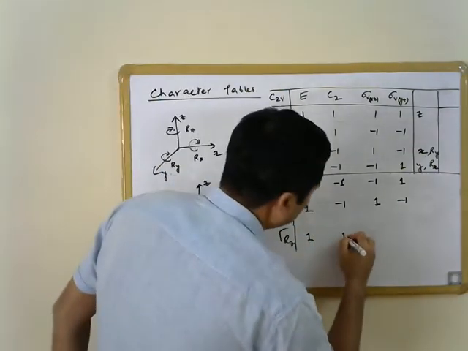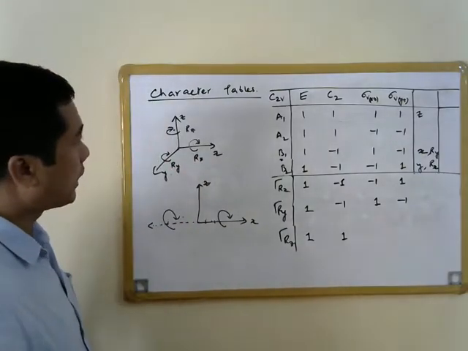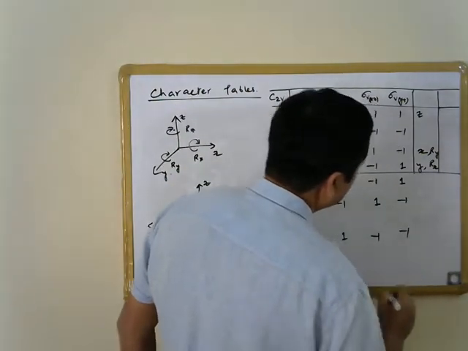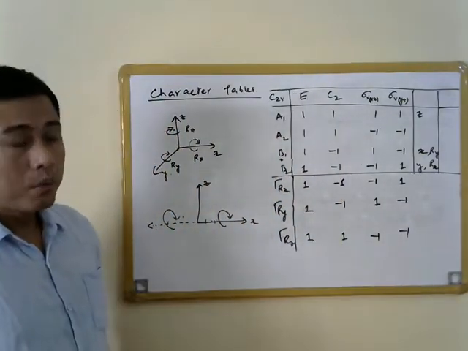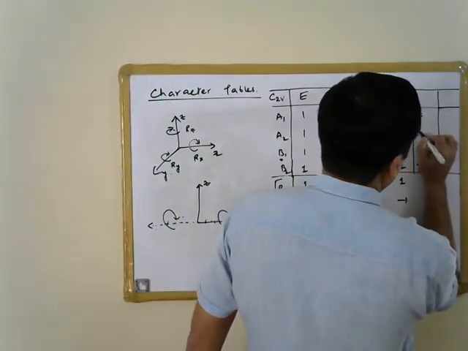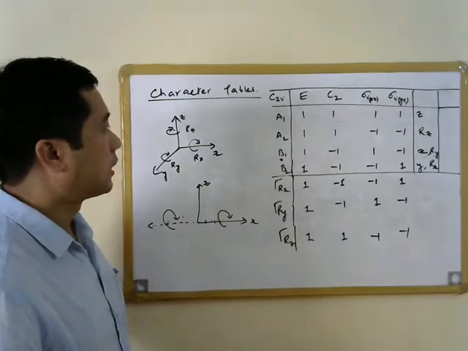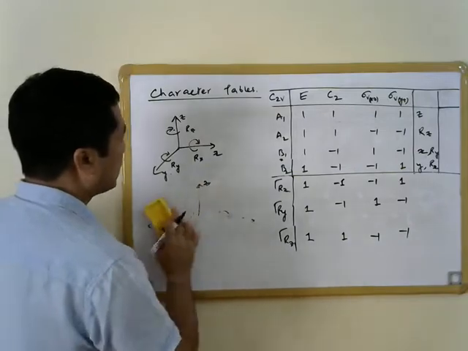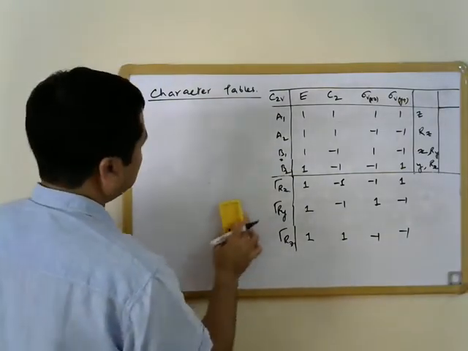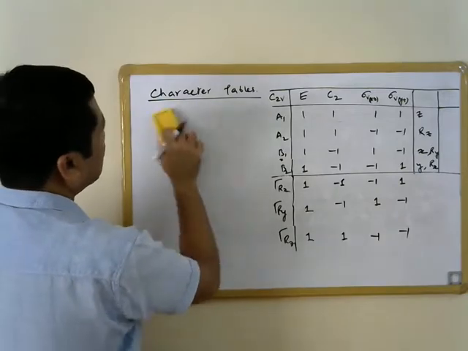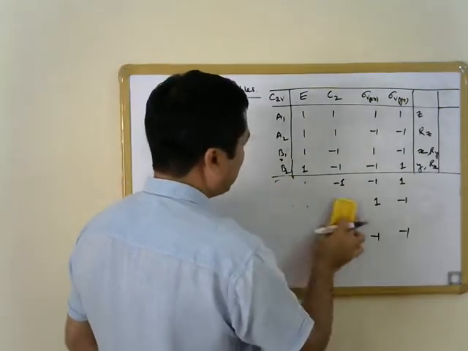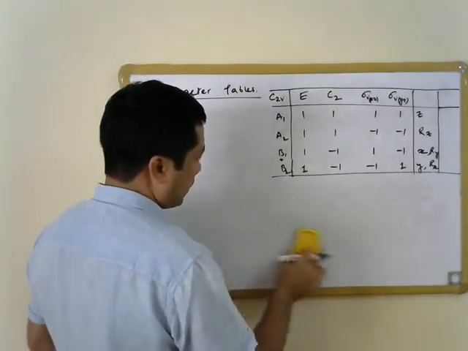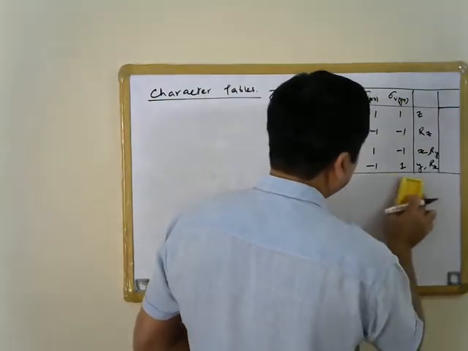When you do C2, it is also +1 once again, because it does not change direction. When we do sigma xz, it is going to be -1, and when we do sigma yz, again it is going to be -1, and that is why the Rz vector transforms as the A2 irreducible representation. So that is how one can write which irreducible representation x, y, z or Rx, Ry, Rz transform as in any character table for different point groups.